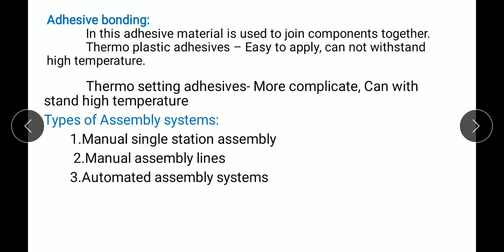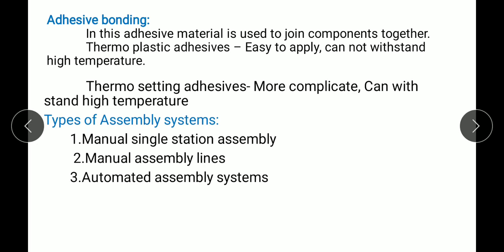Okay, next, adhesive bonding. Generally, what is meant by adhesiveness? Adhesiveness and cohesiveness are types of properties. Adhesiveness means the sticking nature of a component to other components. Cohesiveness means the sticking nature of the same components. So in adhesive bonding, an adhesive material is used to join the components together.